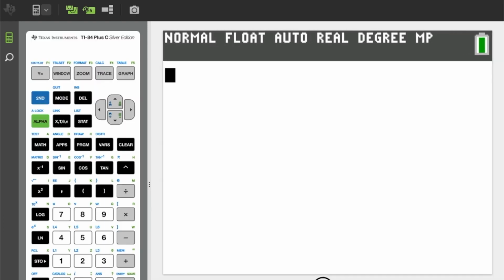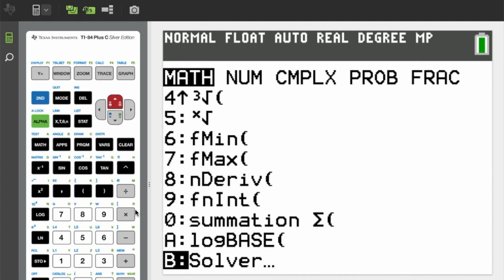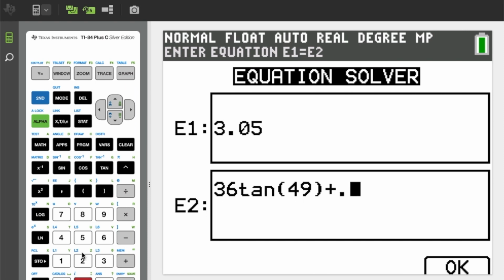So now we're on the color, the newer version of this calculator. So first thing we want to make sure we do here is we go into mode and make sure we are on degree mode, since we're going to be doing that. Then we go to Math, and we go all the way to the bottom to Solver. Now Solver is going to come up something like this. So we have equation 1 equals equation 2, meaning what's the left side of the equation and what's the right side of the equation. So on the left side of the equation I had 3.05, and then on the right side of the equation I had 36 times the tangent of 49 minus, oh, I guess we'll say plus, 0.5 times negative 9.8.